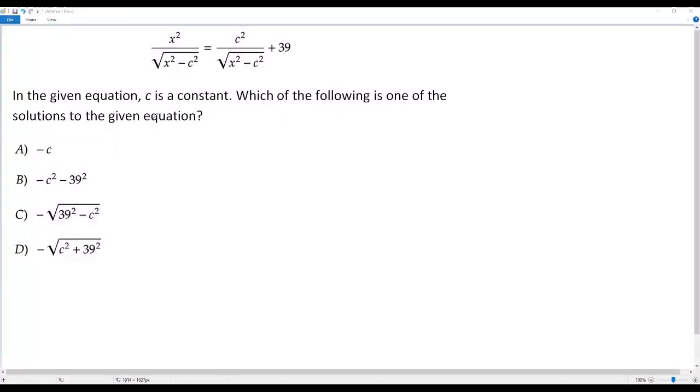Here we have a SAT math problem. Okay, let's go to the question. x² over the square root of (x² − c²) equals c² over the square root of (x² − c²), plus 39. In the given equation, c is a constant. Which of the following is one of the solutions to the given equation?